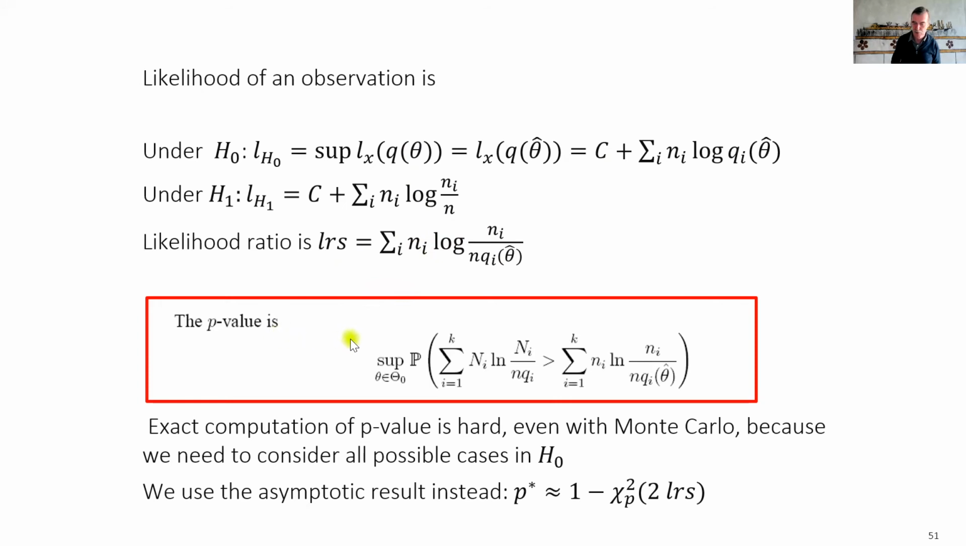So like before, what we need to find is the supremum, over every theta in theta zero, of the probability of a replay experiment producing a test statistic larger than the one we have here. Most of the time, it's very difficult to compute this when the set theta zero is general, because we have here to take a supremum. So by Monte Carlo simulation, we can produce the value of this for one value of theta. Finding the supremum is a bit difficult.